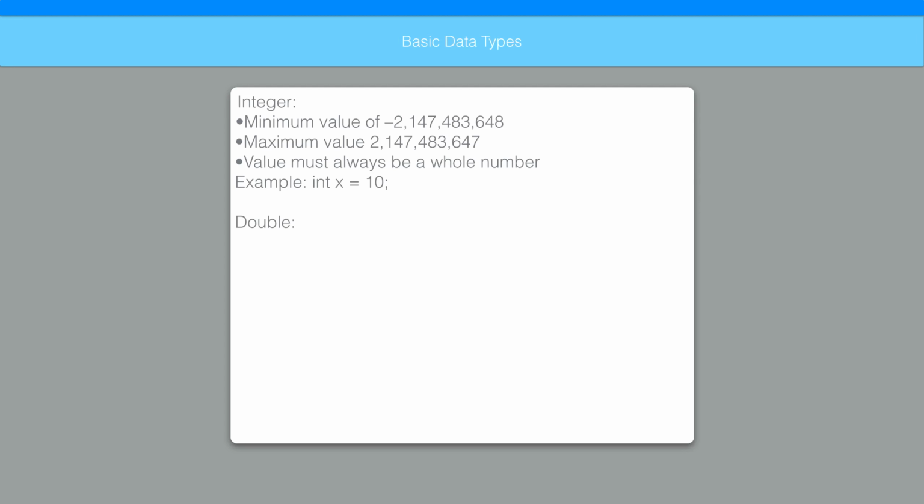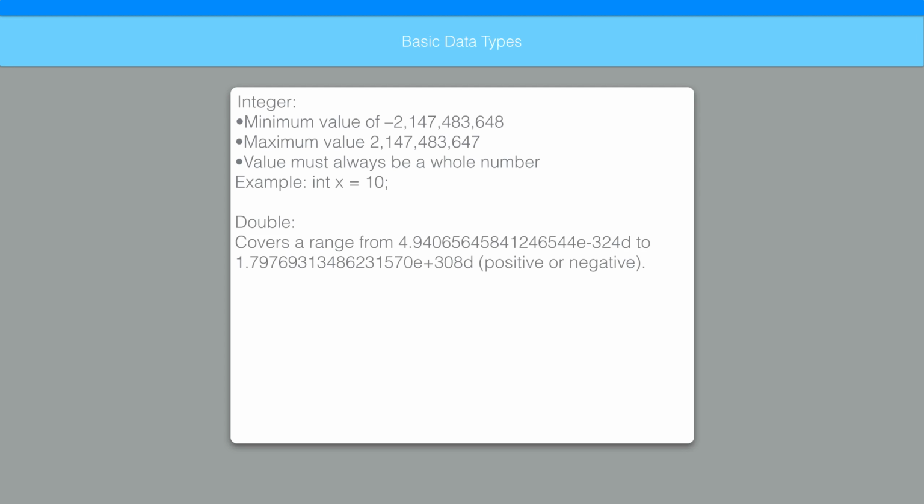Double. A double covers a vast range, both positive and negative. A double's primary use is when we need to assign a variable to a fractional number. In this example, double myDouble equals 4.923. We are setting myDouble to a fraction. In other words, it cannot be used with an integer as that is a whole number.